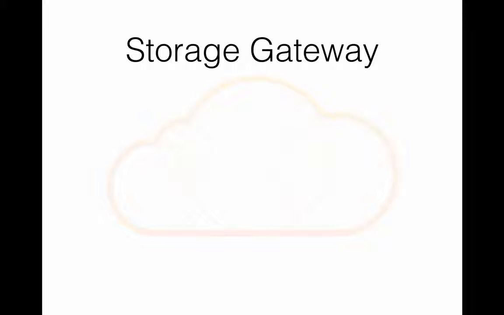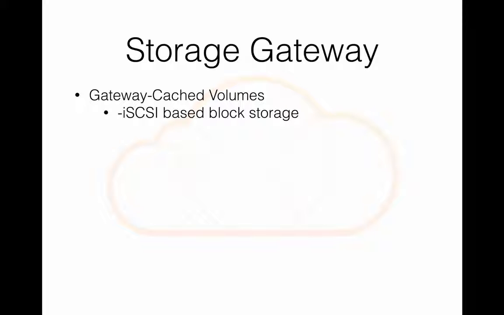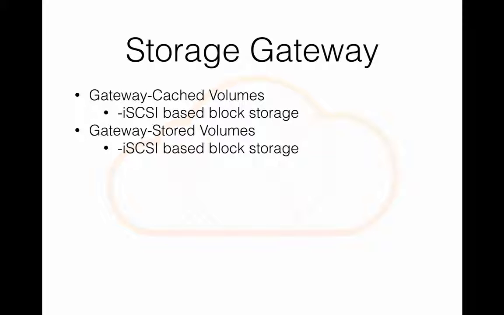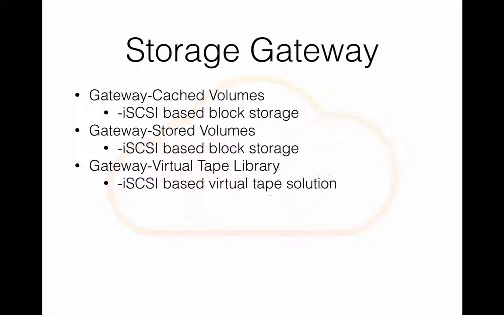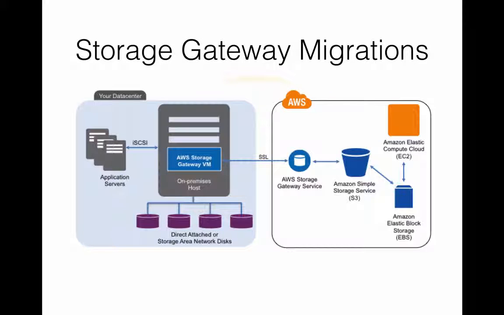So let's quickly recap on the different types of storage gateways available to us. We've got our gateway cached volumes, which is iSCSI based storage. We've got our gateway stored volumes, which again is iSCSI based block storage. And then we've got our gateway virtual tape libraries, which is an iSCSI based virtual tape solution. Okay, so let's have a look at this network diagram to help us understand how this works.